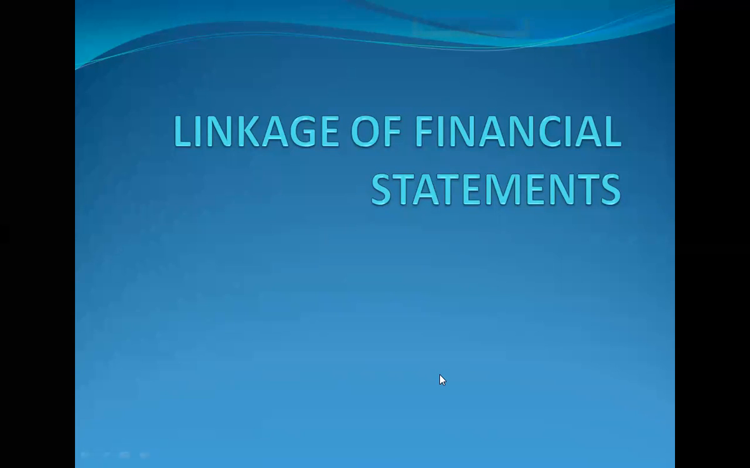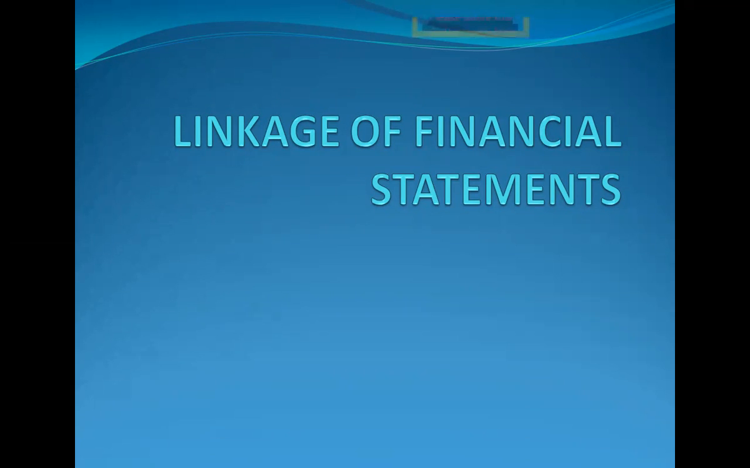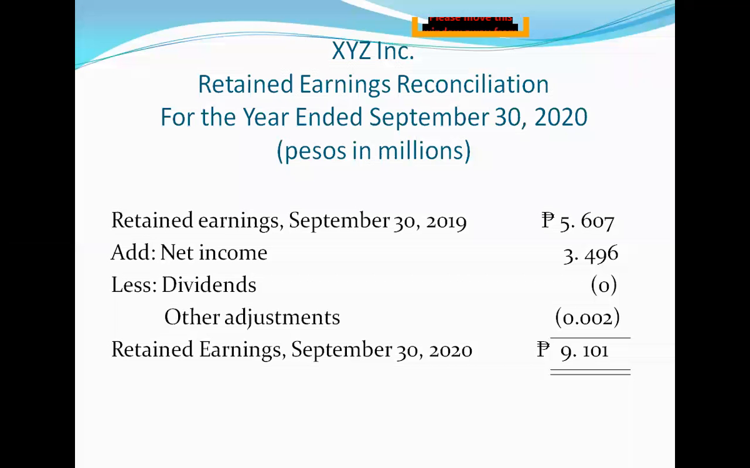The linkage of financial statements. The four financial statements are linked with each other and linked across time. This linkage is also known as articulation. The statement of financial position and statement of comprehensive income are linked via the retained earnings.